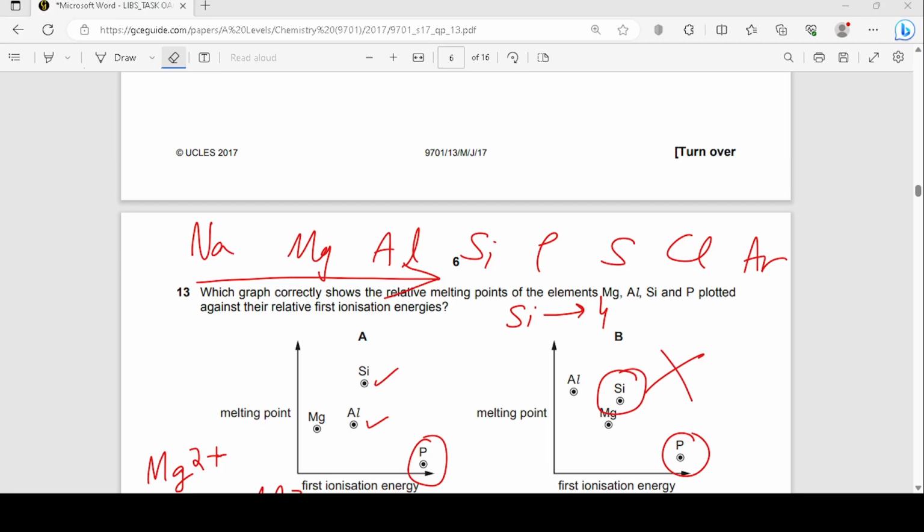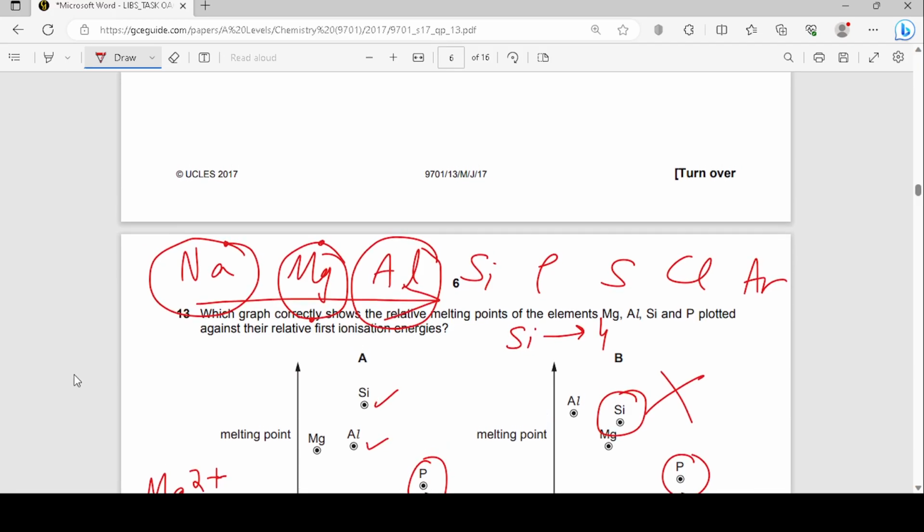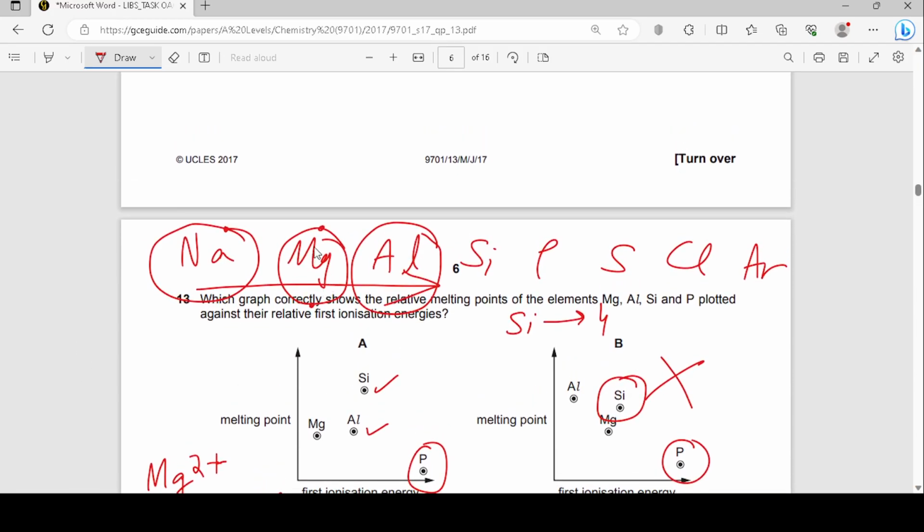The main point is that they have the same number of shells, right? The new electron is added to the same shell, so this one had one, and then the next one will have two. So it's not that big of an increase in the shielding really, because the new electrons are being added to the same shell.